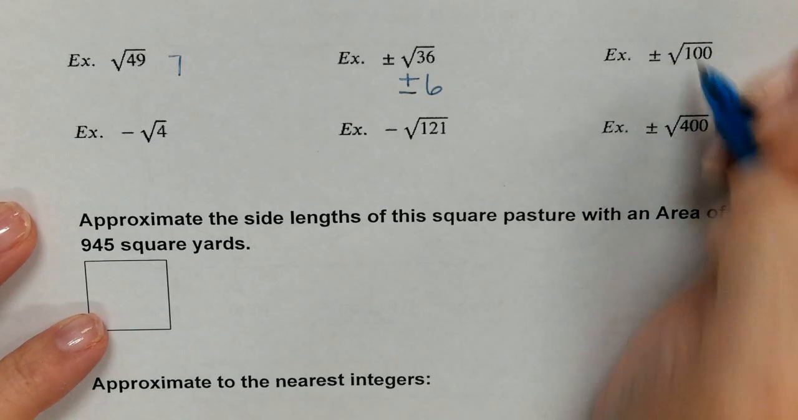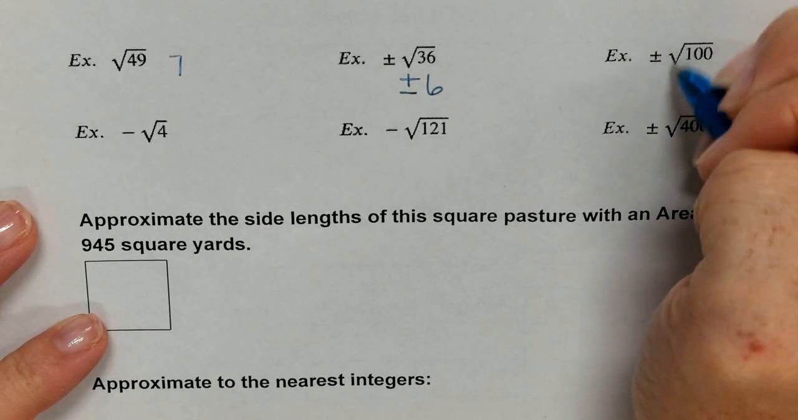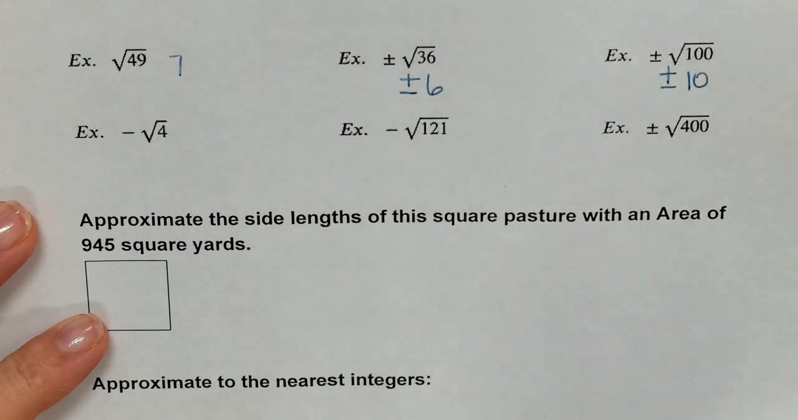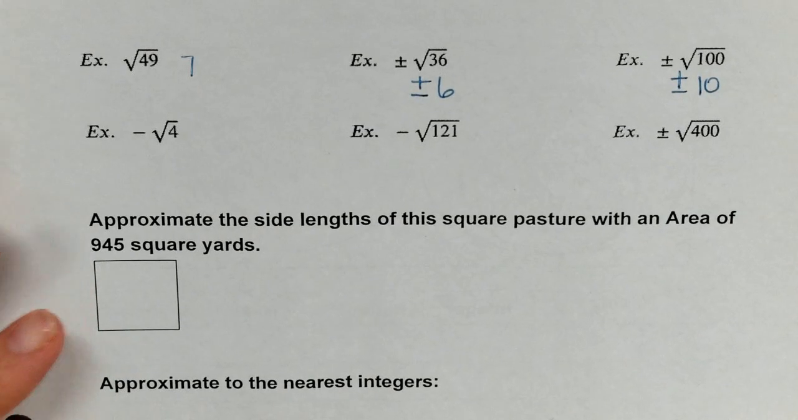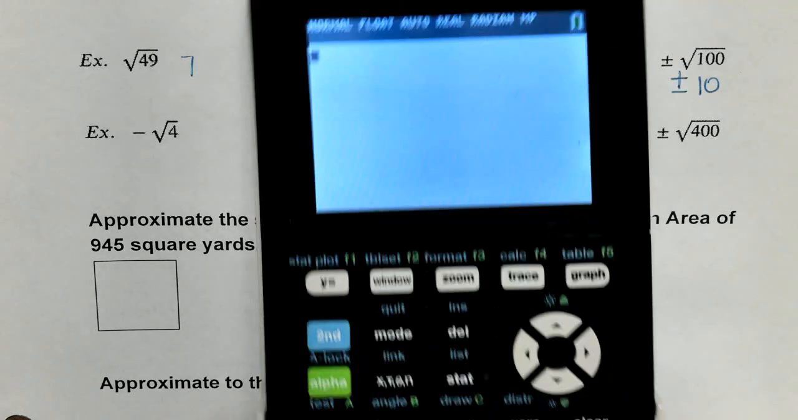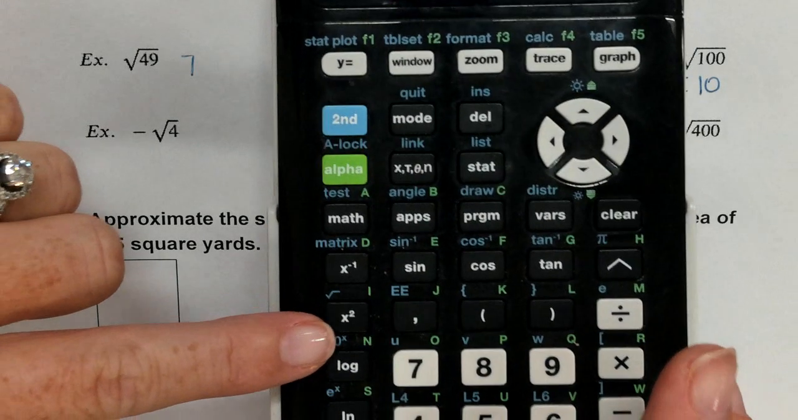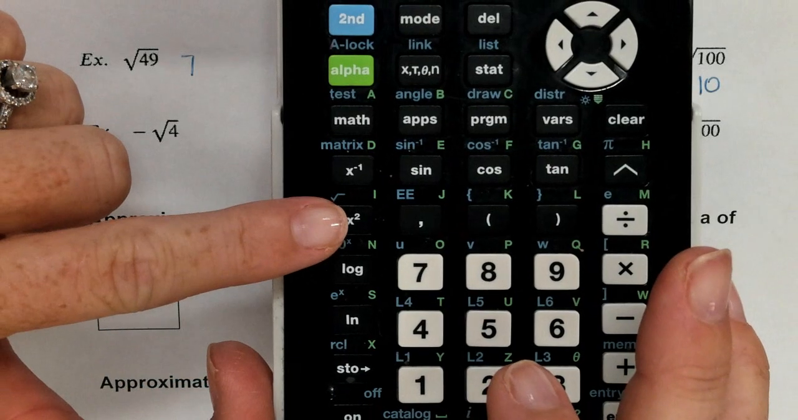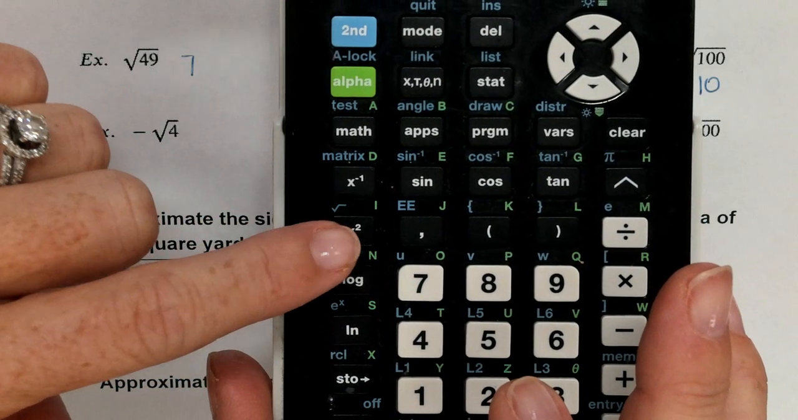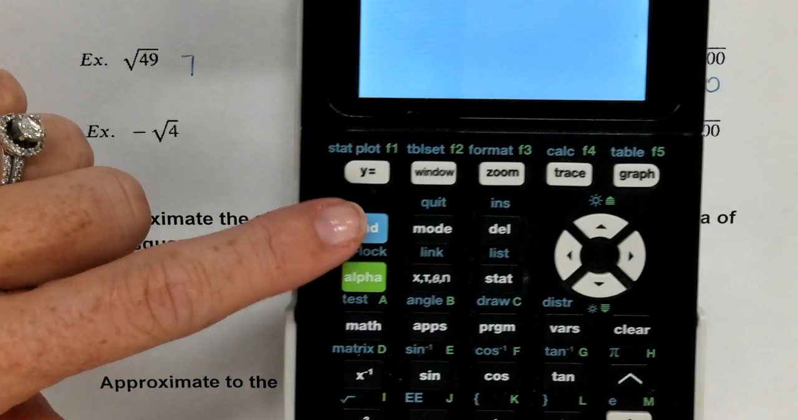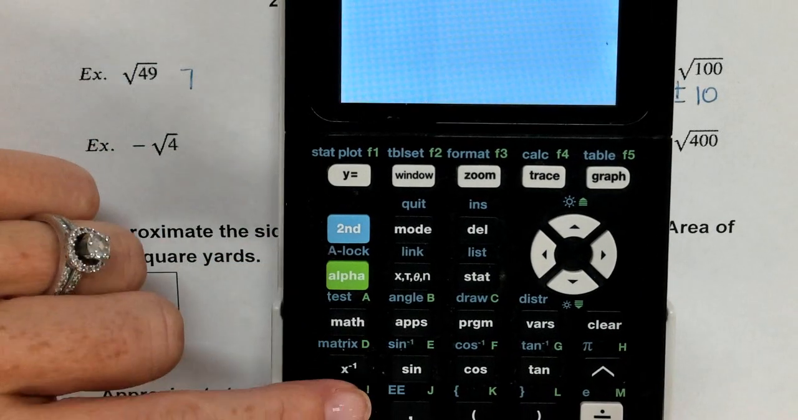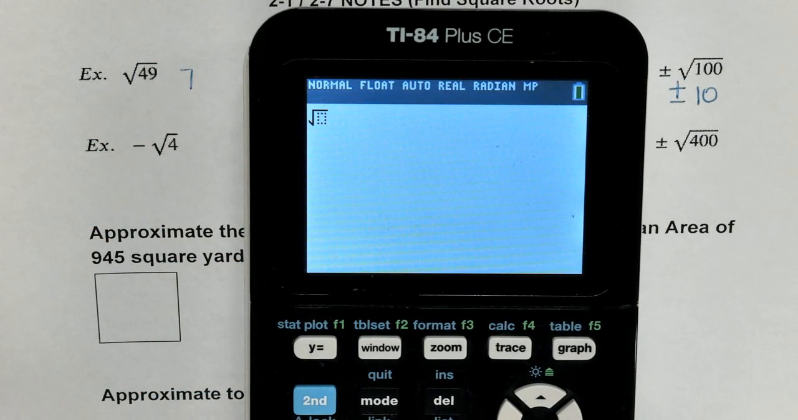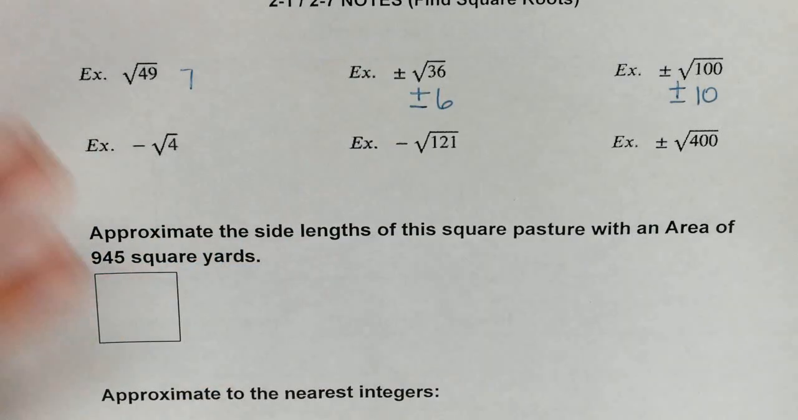The positive and negative version of the square root of 100. Positive and negative 10. Now, do y'all all know where the square root button is on your calculator? It is in blue, right above x squared. Do y'all see it? Right here, kind of to the upper left of 7. So you just hit blue, so second, and then square root if you need it. Everybody found it? All right.